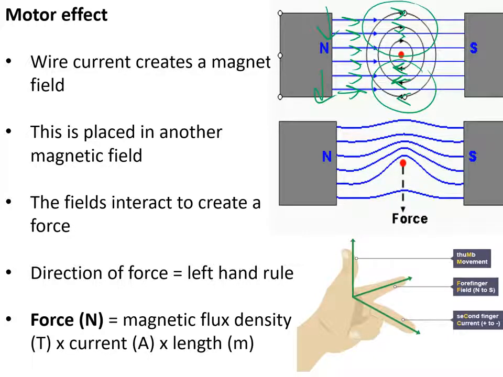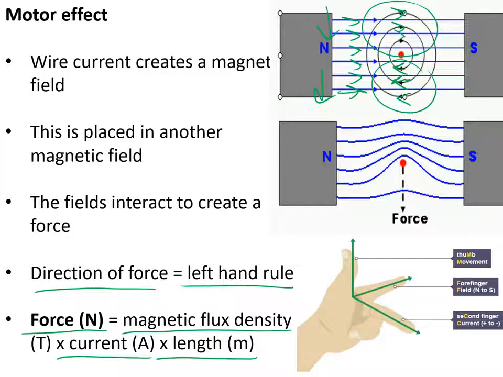Now, the overall direction of the force can be worked out using Fleming's left-hand rule. So what you do is you point your forefinger in the direction from north to south of the magnetic field, and your second finger in the direction from plus to minus of the current running through the wire, and then you stick your thumb up and that points in the direction that the force is pushing. And we've got an equation too. We say force equals magnetic flux density, that's the strength of the magnetic field, times the current times the length of the wire in meters.